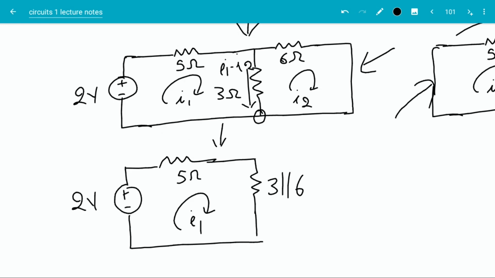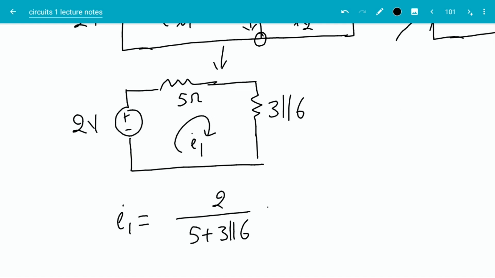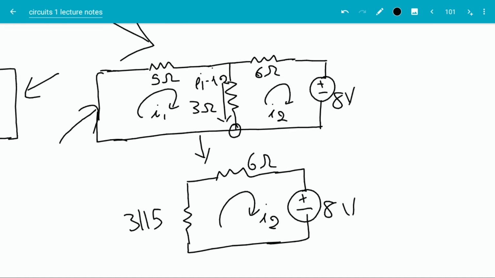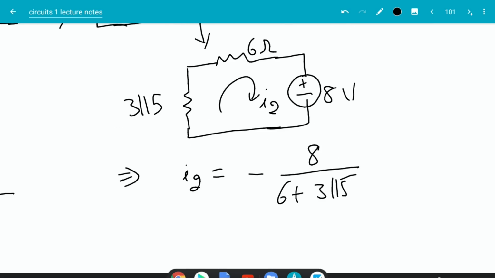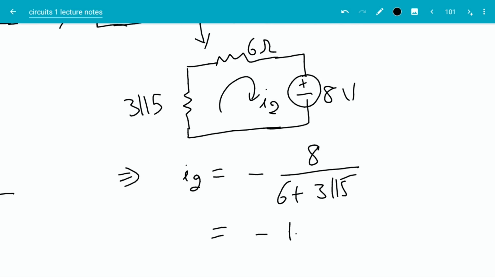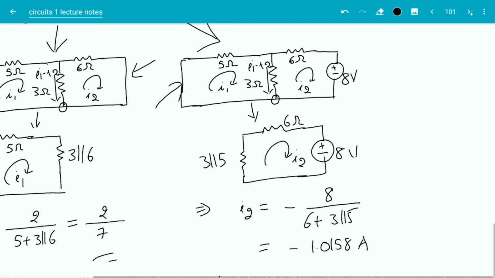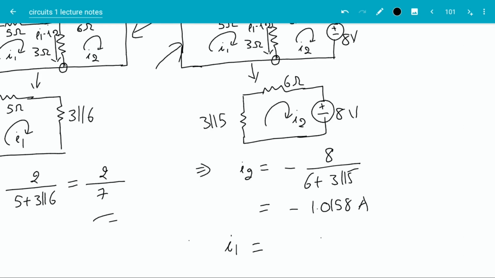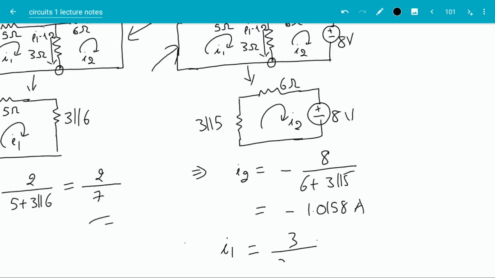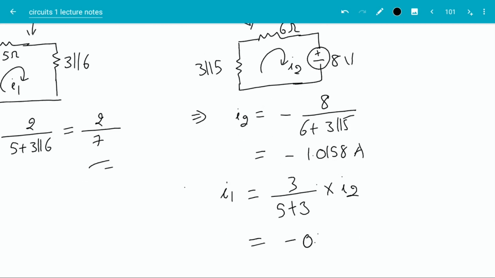For the first circuit, I can simplify it like this. Then I1 would be 2 divided by 5 plus 3 parallel 6, which will be equal to 2 over 7. For the second circuit, I can simplify it like this. I2 will be -8 over 6 plus 3 parallel 5, which will be equal to -1.0158. I can get I1 using the current divider rule, which means I1 should be equal to 3 divided by 5 plus 3 times I2, which should be equal to -0.3809.